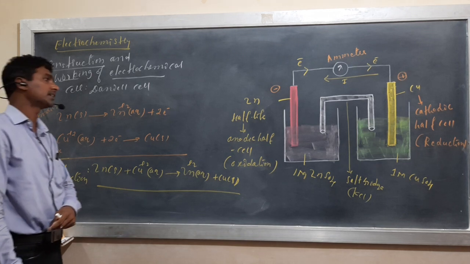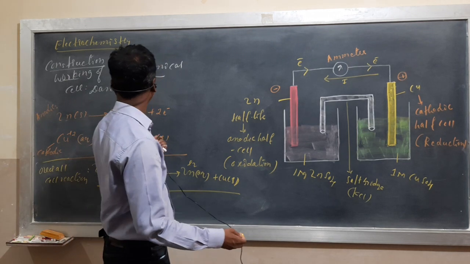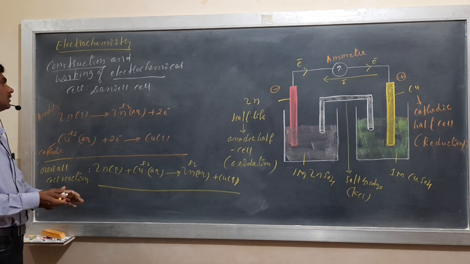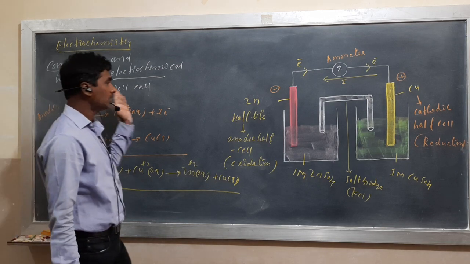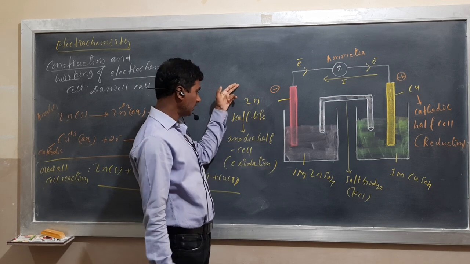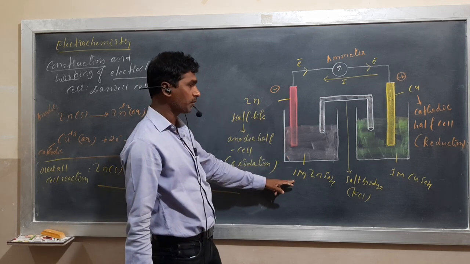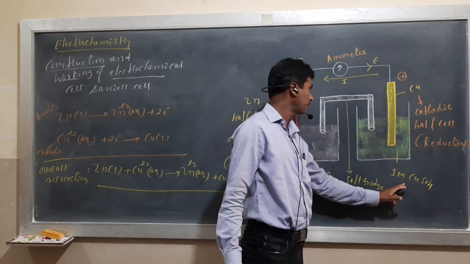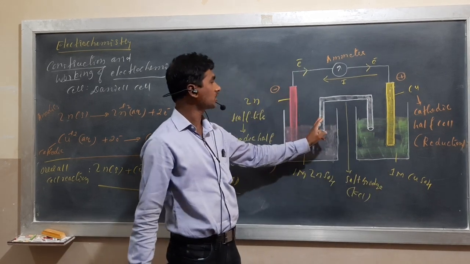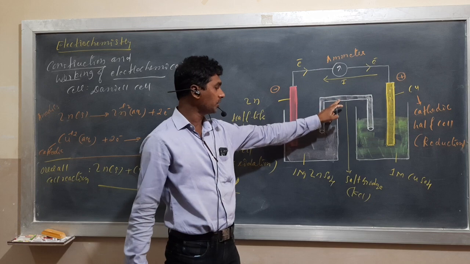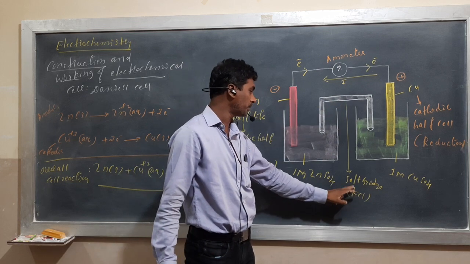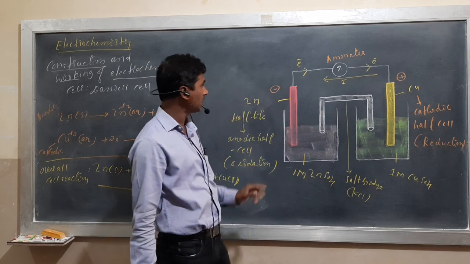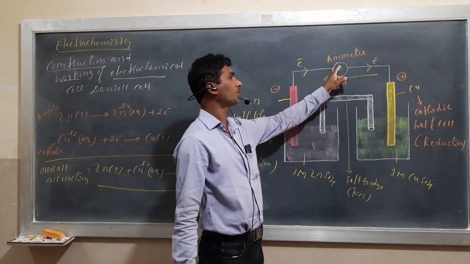In the examination, the 4 marks question: explain the construction and working of an electrochemical cell. So how to take, the Daniell cell. First I have to explain the zinc electrode is dipped in 1 molar zinc sulfate solution. The copper electrode is dipped in 1 molar copper sulfate solution, and these two electrodes are separated by a salt bridge. The salt bridge is U-shaped, having a saturated solution of KCl.